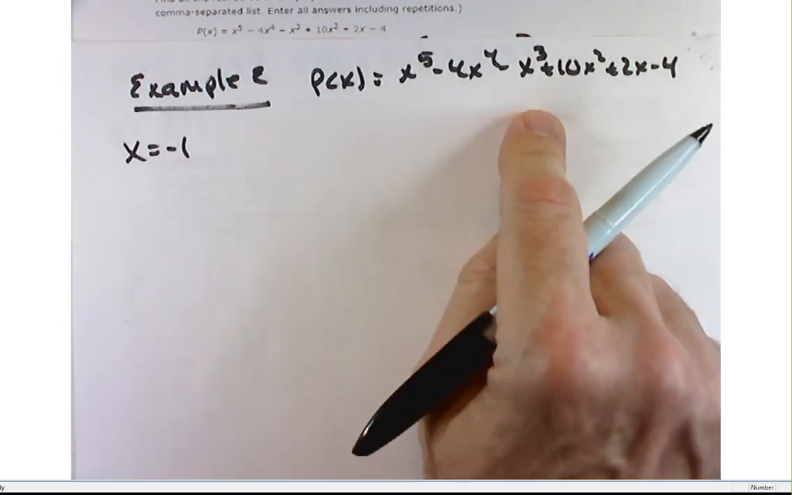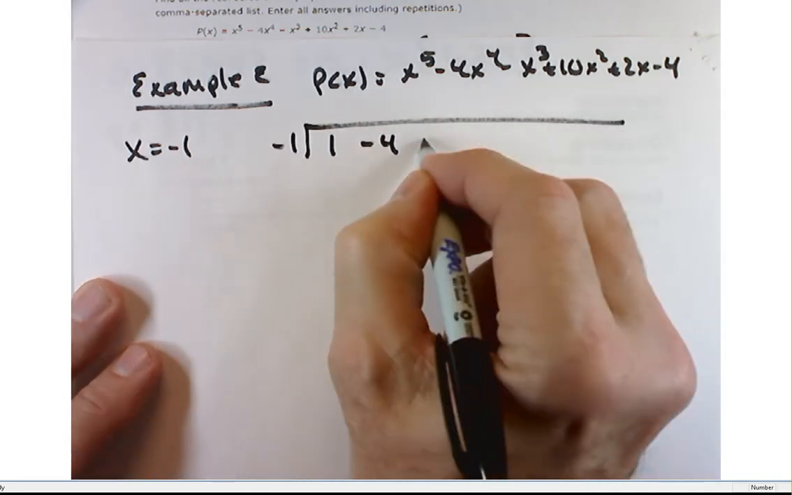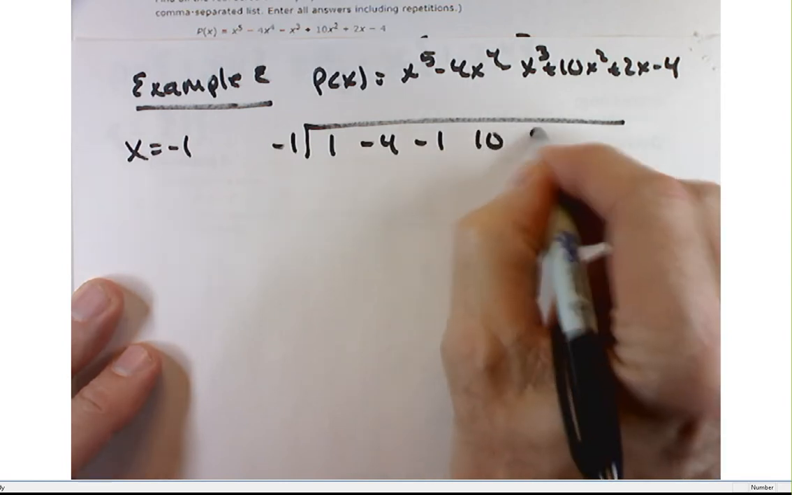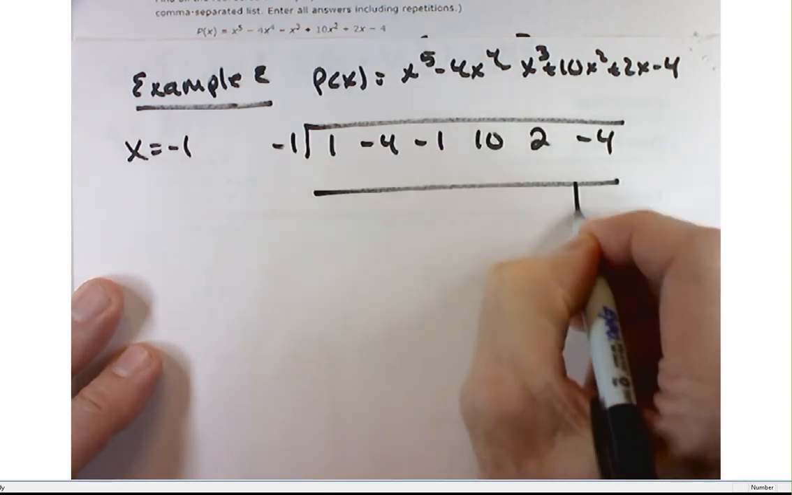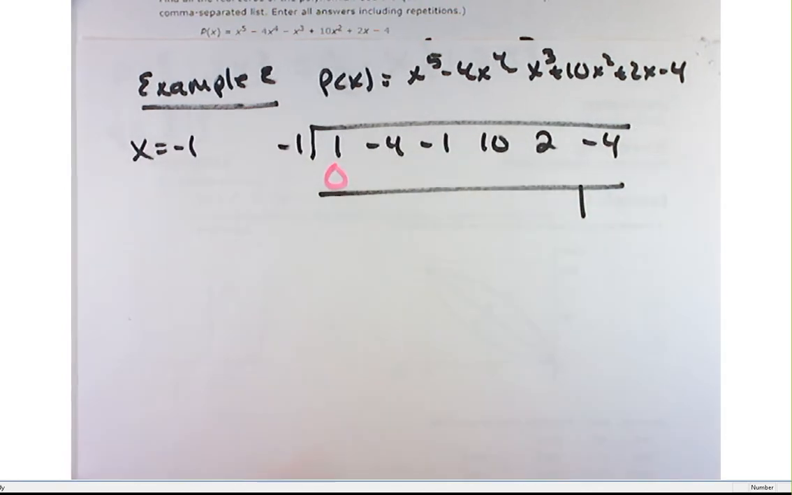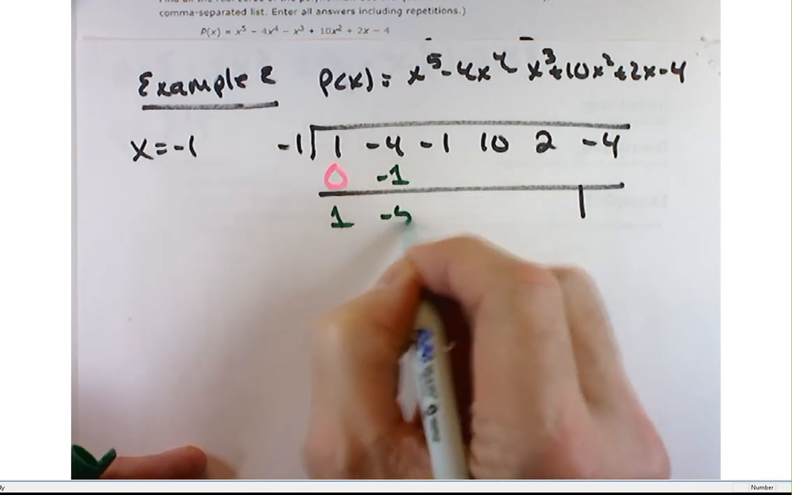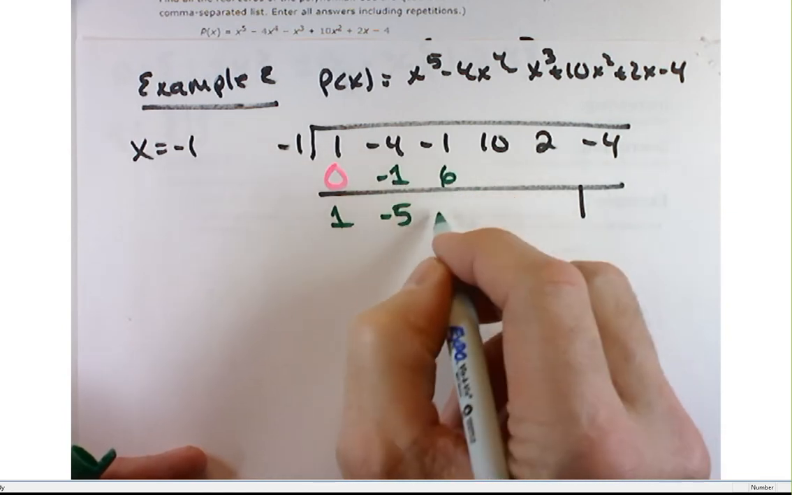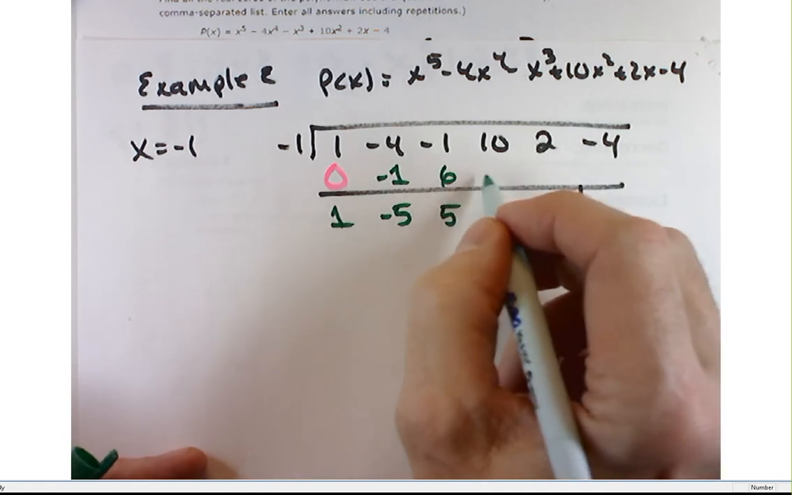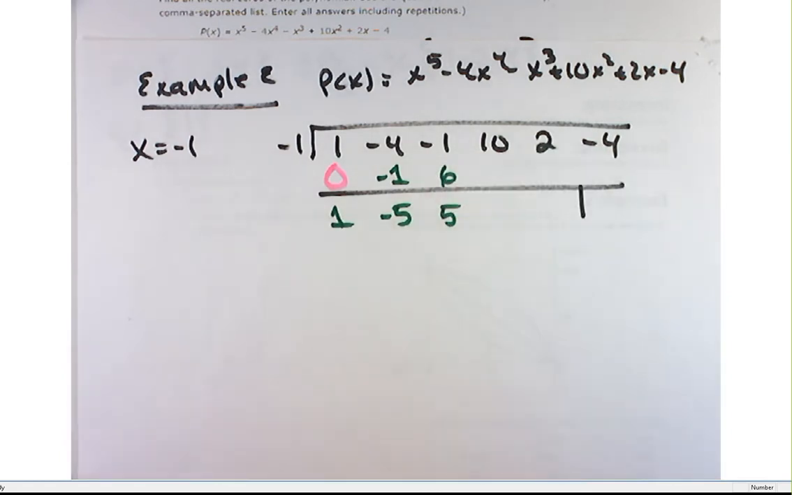Anyways, let's keep going. So it's going to be -1, 1, -4, -1, 10, 2, -4. What do I expect when I'm all done here? A 0. Let's see if we get that. So a 1, a 1, -1, -5, 6, 5. Let's see, wait a minute. -1, oh, how about a 5 there? My bad. I'm looking ahead too much.